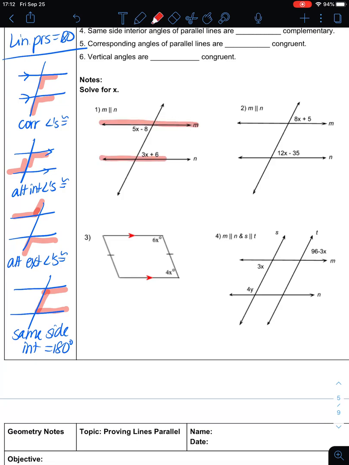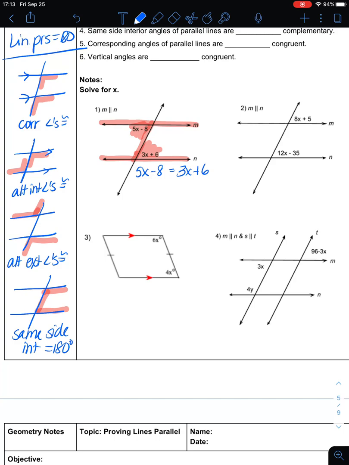So if I tell you that M is parallel to N, and these are my two angles, so I have this angle and this angle. You have to look and say, okay, those two angles are interior, they're on alternating sides, so they're alternate interior angles, which means that since M is parallel to N, they are congruent to each other. And so you would set up the problem: 5x minus 8 is equal to 3x plus 6.